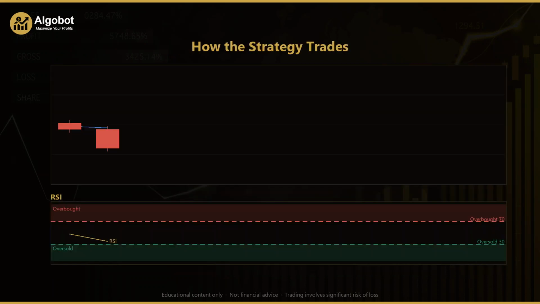Let's bring this to life on the chart. The blue line winding through the candles is our session VWAP, the volume-weighted fair value reference. Below the price, in the lower panel, is the RSI, with the dashed lines marking the oversold level at 30 and the overbought level at 70. Watch how the two work together. We begin on the left, with price hovering right around the VWAP line. Nothing of interest yet.